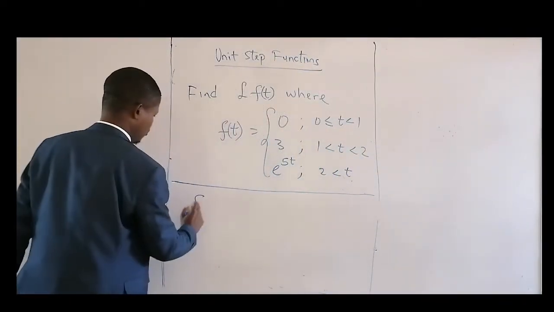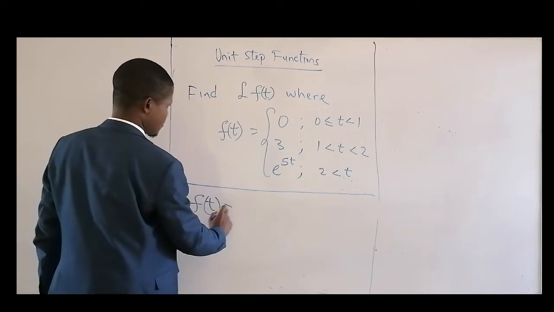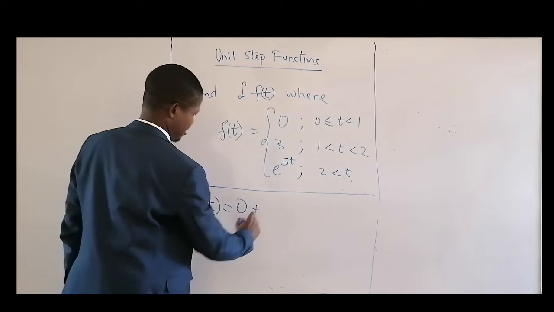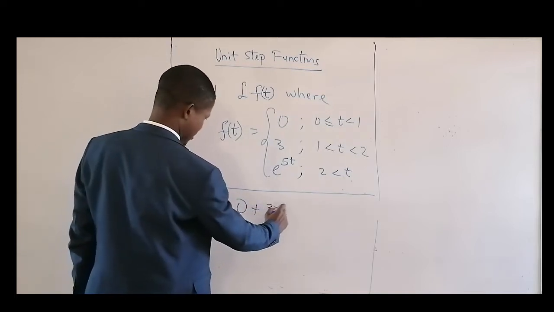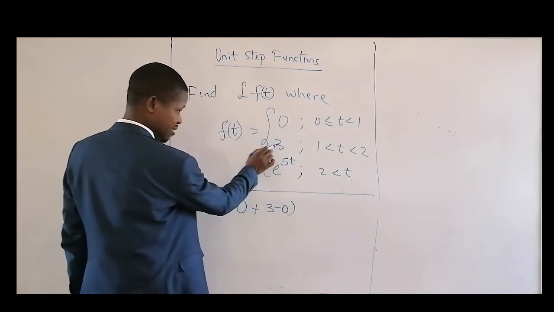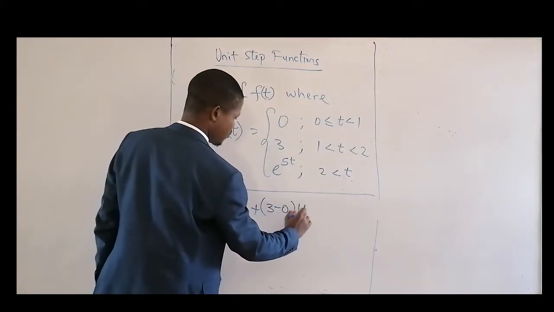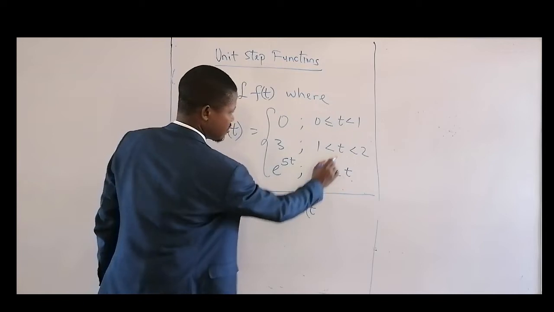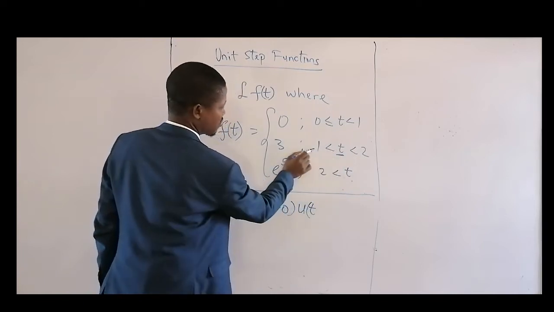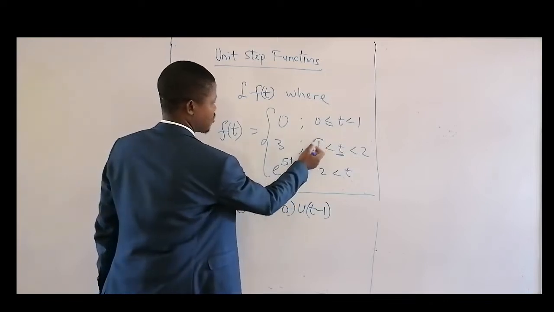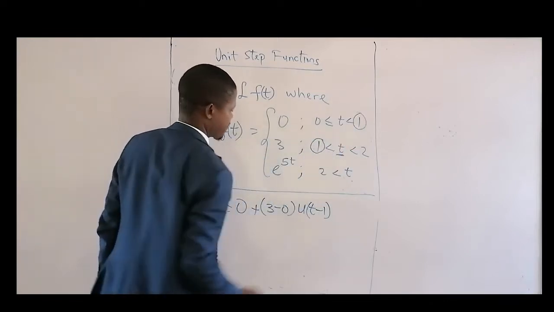f of t will be equal to the first one, 0, then plus the second one, which will be 3 minus 0, with the unit step function u of t minus 1. Don't forget, whatever you have here must be the same as what you have here.